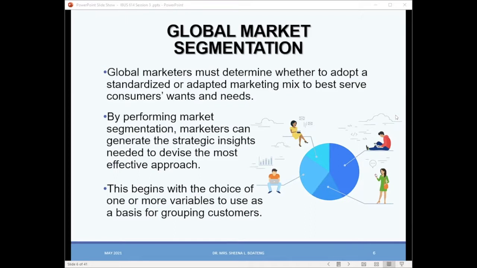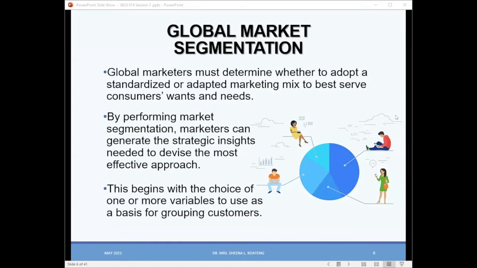And based on that, they can generate deeper insights into the characteristics of these segments and what approaches to use to effectively target them in order to achieve their global marketing objectives. So to be able to segment the market, based on global marketing theory, there are certain variables or criteria that the firm can use as a basis for performing this segmentation.